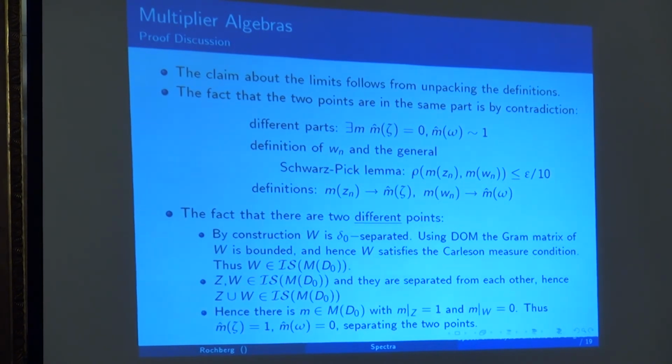And hence, because the union is an interpolating sequence, I can find a multiplier that takes the value 1 on all the z's and 0 on all the w's. And hence, passing to the limit, m hat takes the value 1 at zeta, and m hat takes the value 0 at omega, and that gives you the 2 points are different from each other.